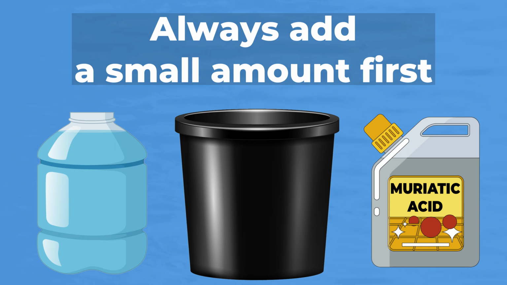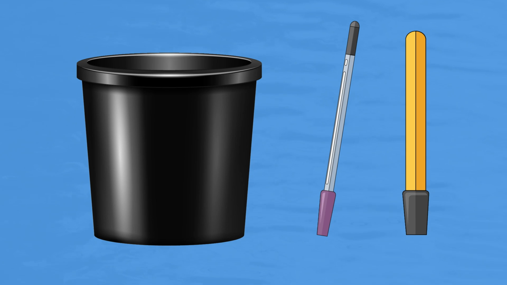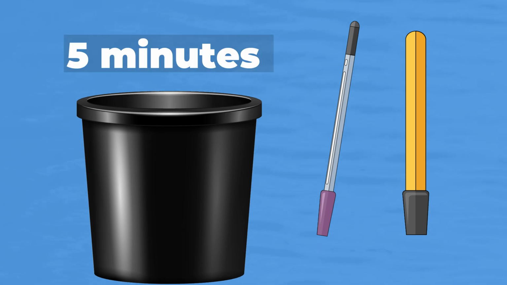Always add a very small amount first, as it's easier to add more later rather than fix the issues that a high amount of muriatic acid can cause. After adding both, use a plastic or wooden stick to mix them for about 5 minutes.